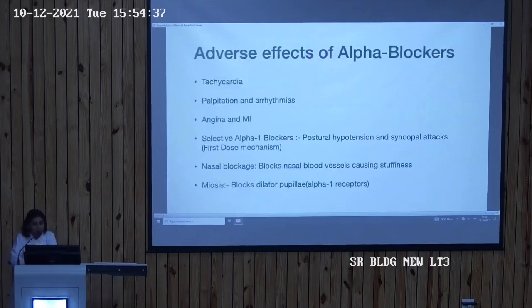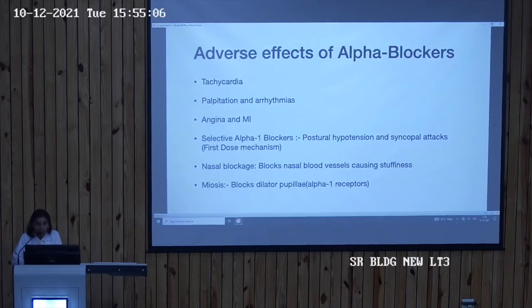When we talk about the adverse effects of alpha blockers, they include tachycardia, palpitation and arrhythmias, angina and myocardial infarction. Selective alpha 1 blockers cause postural hypotension and syncopal attacks. This is the first dose mechanism. These selective alpha 1 blockers are generally advised to be given at bedtime.